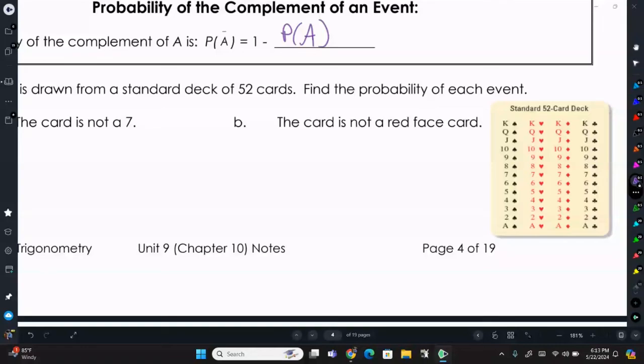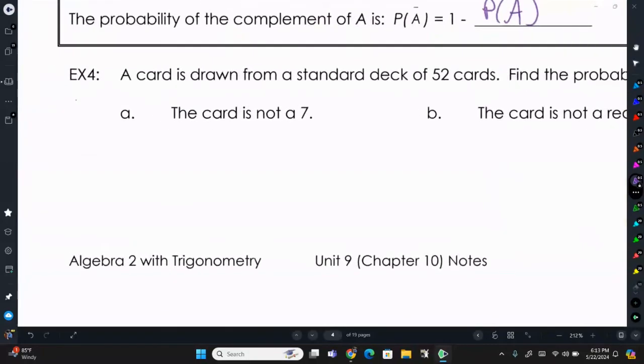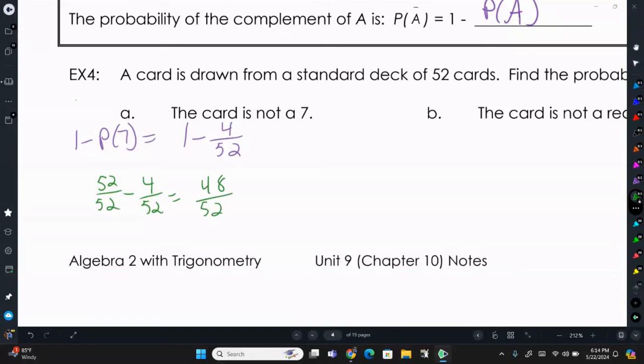And some of you may do this on your own without even thinking about it. Instead of counting all these up, you might have said, well, there's 52 cards, 52 minus the 4 7s is 48, so my probability is 48 out of 52. You're doing the same thing, just not writing it out mathematically. So 1 minus the probability of a 7 equals 1 minus 4 over 52, because there are 4 7s. Now we're going to write 1 as 52 over 52, and we get 48 over 52.